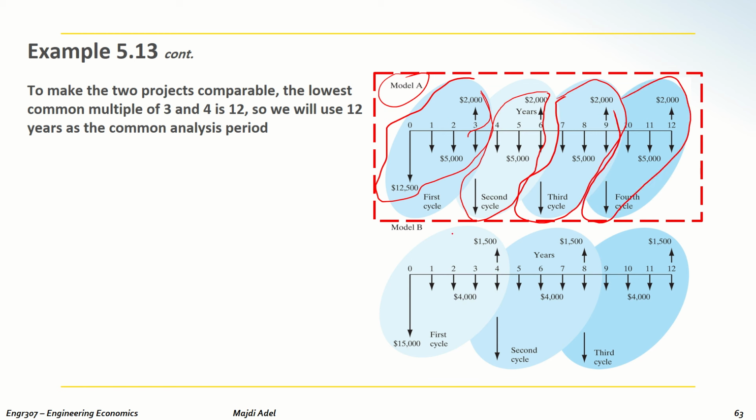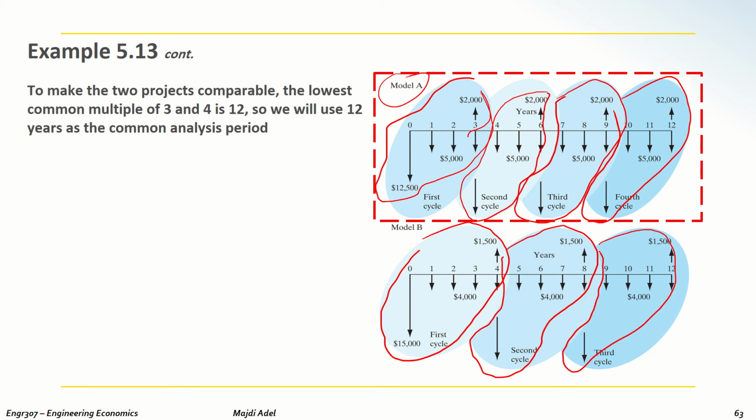And the same thing with model B. This is the first cycle of model B, for 4 years. At the end of the fourth year, they are going to buy the same machine, repeating model B for another 4 years. Now, we need a common time basis. Remember from the previous chapter that when comparing between alternatives, we need a common time basis.